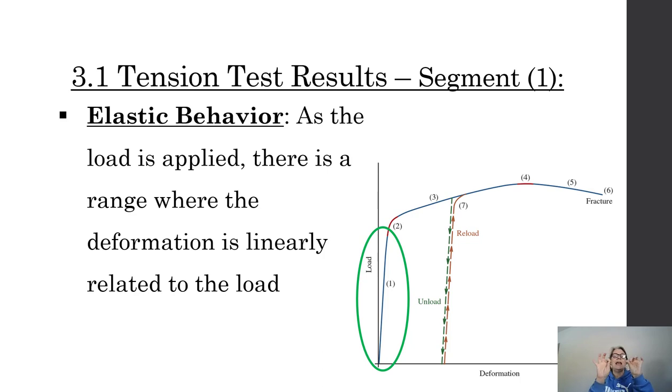It is a linear relationship between I'm applying a force, I'm getting a deformation, and it goes back. I'm applying a force, it's going to be the identical deformation, and it's going back. It's elastic behavior. Think about it like a rubber, an elastic, right? The deformation is linear to the load that's being applied.